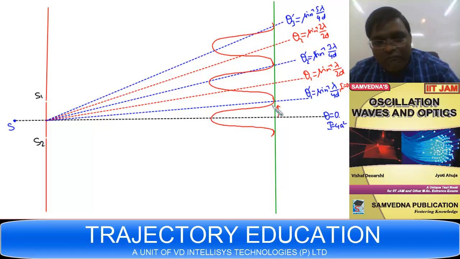You have the maxima at this point, 4a square, then as you move in the upward direction, the intensity is falling to 0 over here. Then again it will increase to maximum at this point, and then fall to 0, and then again it is increasing at this point and falling to 0. So this is how the intensity varies as you move upward, right?